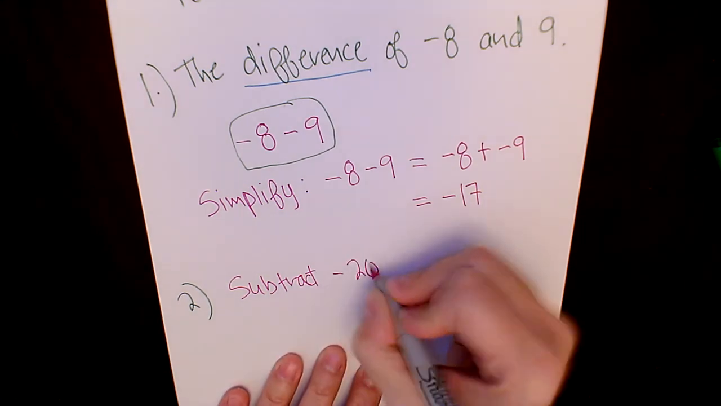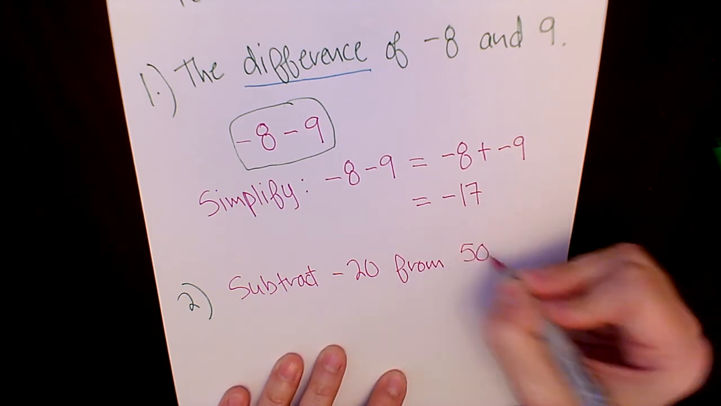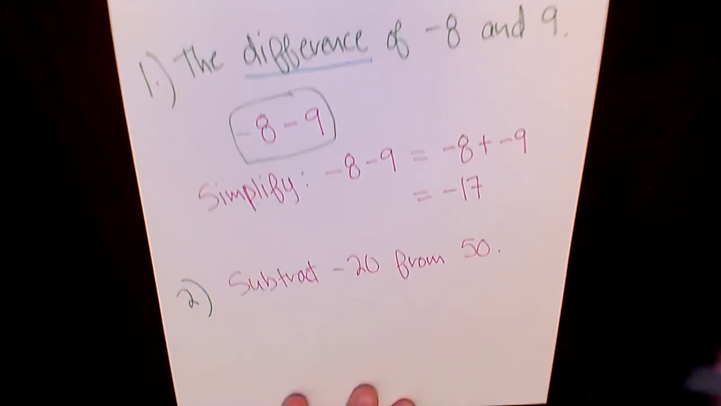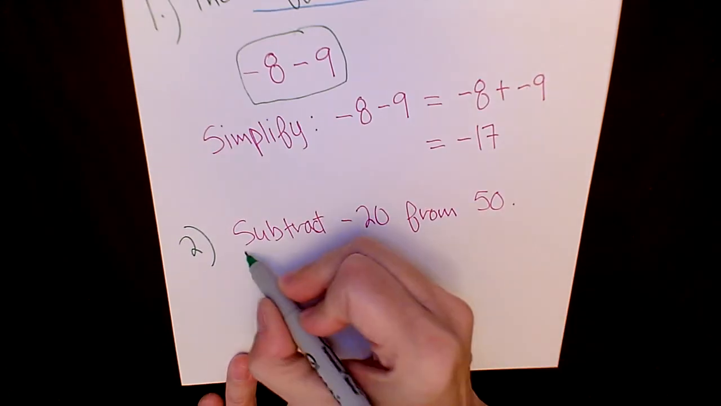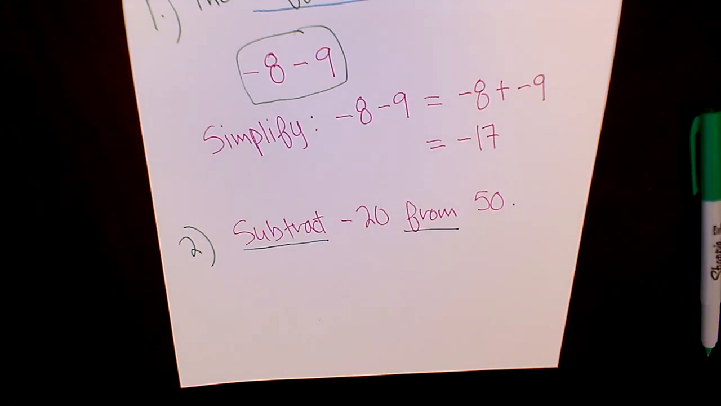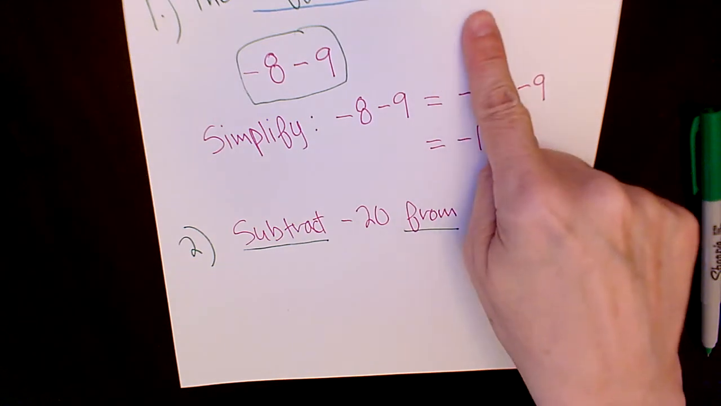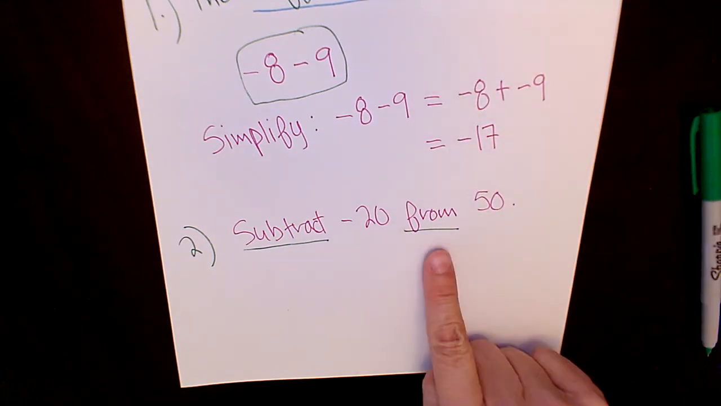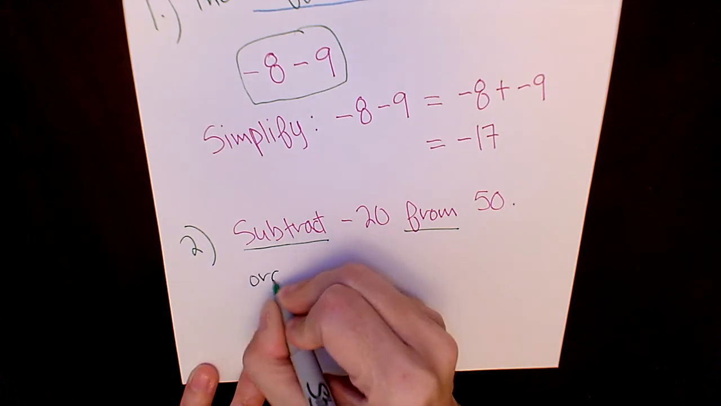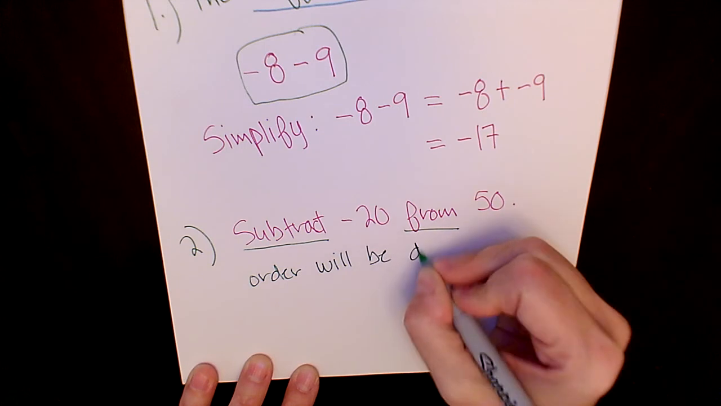Subtract -20 from 50. Okay, now keyword here, subtract from. Now it's going to be different from the difference. Difference, you just go left to right, but subtract from, the order will be different. Let me write that on here. Order will be different.